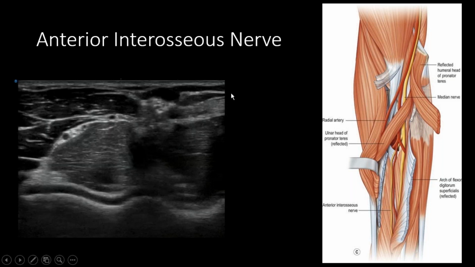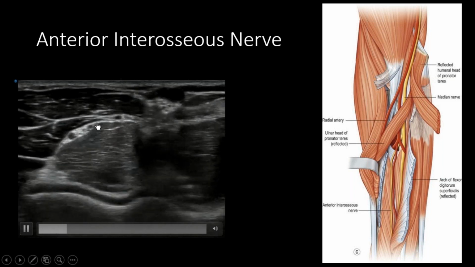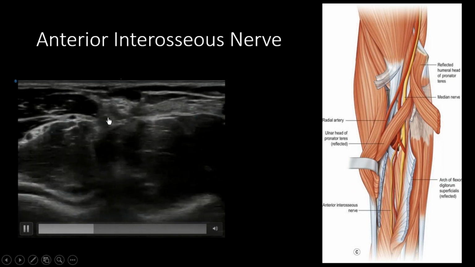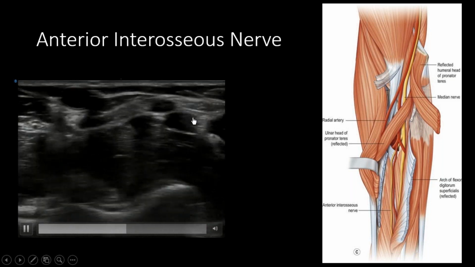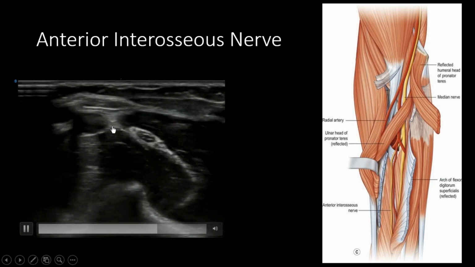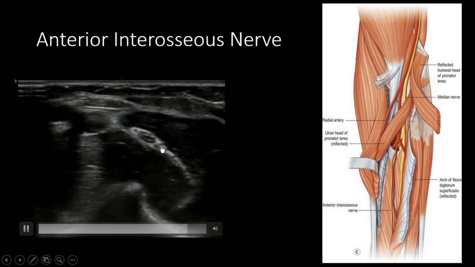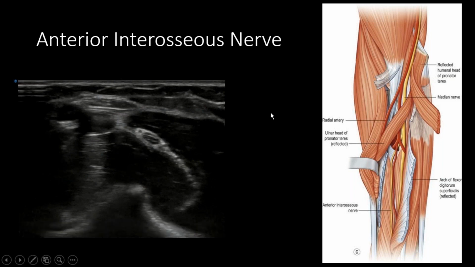Now, going on the medial side, anterior interosseous nerve. So what we do is we start again lateral, and you can see the radial nerve and vessels. Now you move medially, and there's the brachial artery, and medial to the artery is the median nerve. So that's the main trunk of the median nerve here.